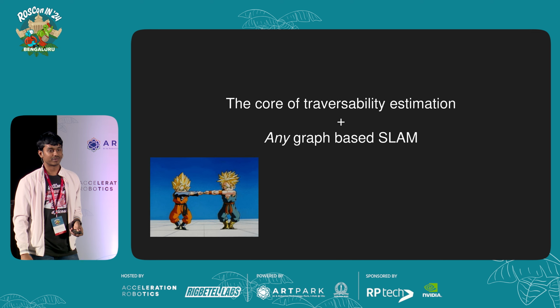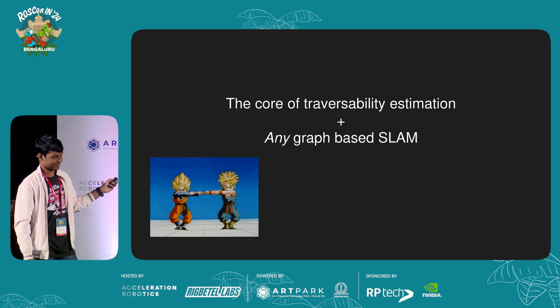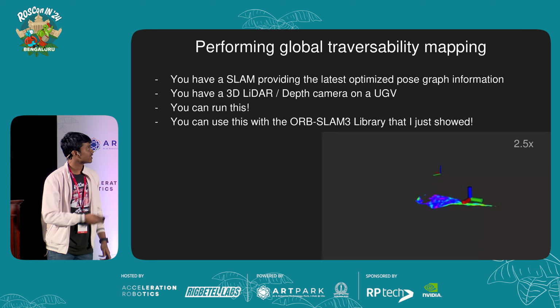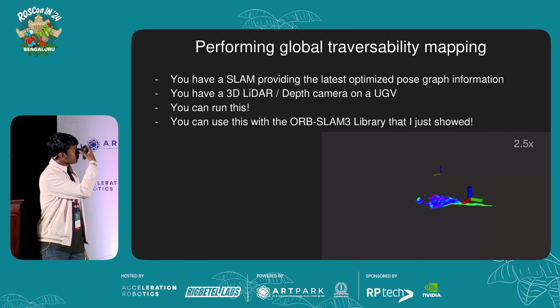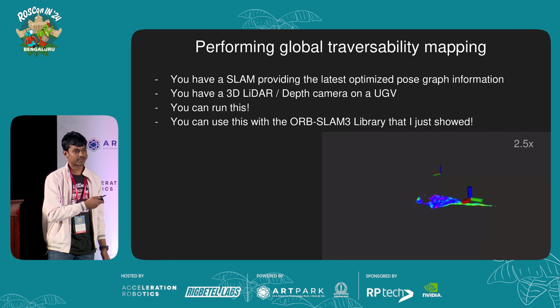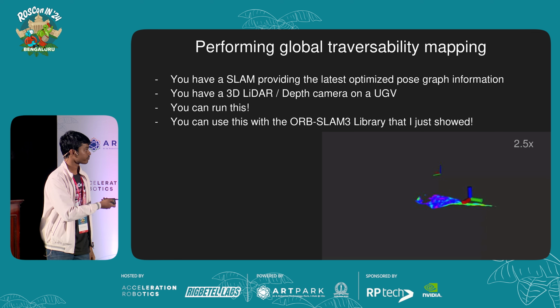Now, the good part: you have your core traversability estimation. You can fuse that with any graph-based SLAM, and it will result in very beautiful maps. And the Dragon Ball Z meme, obviously. So, performing global traversability estimation, this is how the global traversability map looks. You have a 3D LiDAR or a depth camera, and you have a UGV. You can run this. It happens in real time.